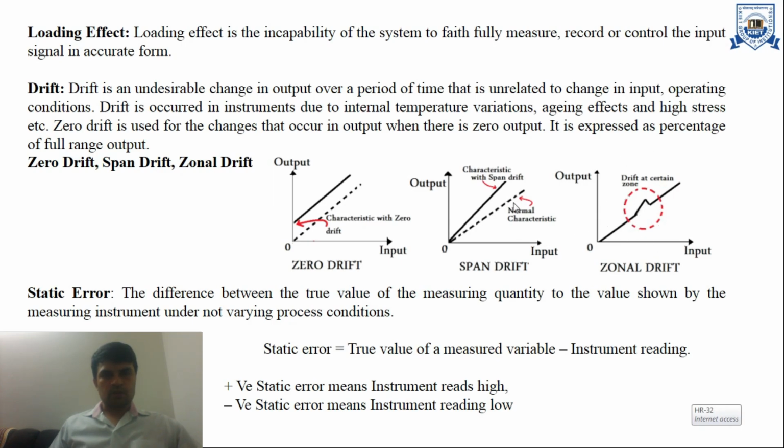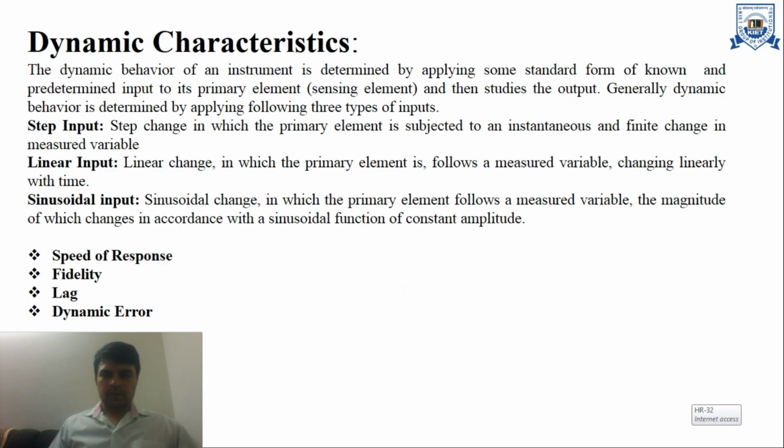Okay, then we have static error. The difference between the true value of the measured quantity and the value shown by the measuring instrument under non-varying conditions is called static error. Static error is equal to true value minus instrument reading. It may be positive or it may be negative. Positive static error means the instrument reading is high and negative static error means the instrument reading is low.